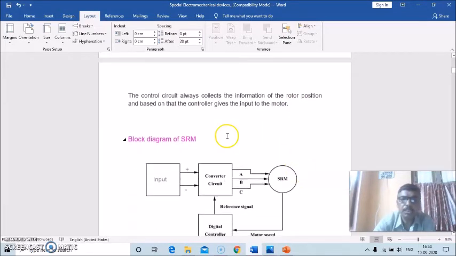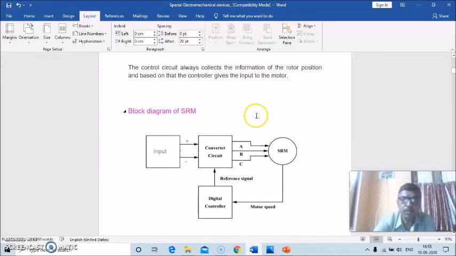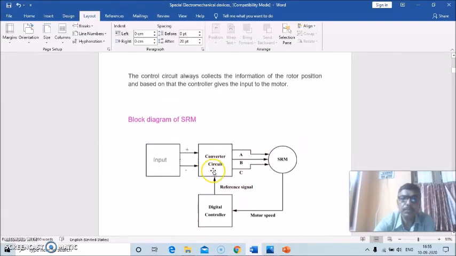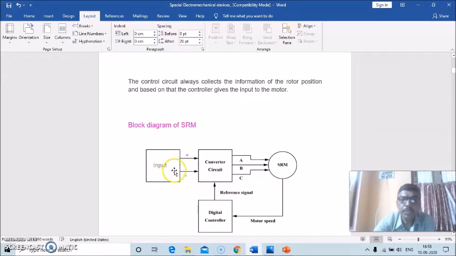So the control circuit always collects the information of the rotor positions, and based on that the controller gives the input to the motor. So basically this is the controller. This is the input DC, this is the converter circuit, then it is 3-phase AC, which is provided to the stator of the SRM, and this is the motor speed which is fed back to the digital controller as a reference signal.